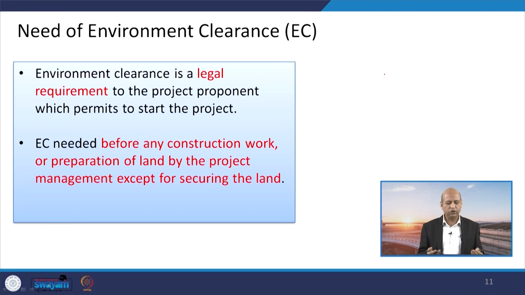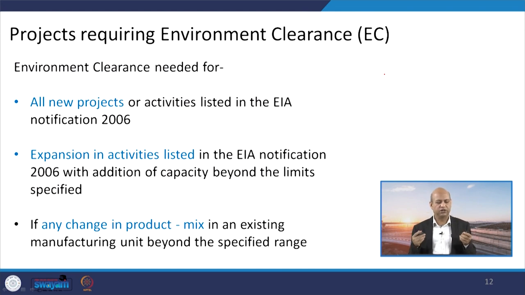So the proponent of the project, which permits to start the project, will get the environmental clearance. And this environmental clearance is needed before any construction work or preparation of land by the project management, except for securing land, like purchasing land, etc. But when you are preparing for that project, then EC must be there. This was the first priority or first requirement.